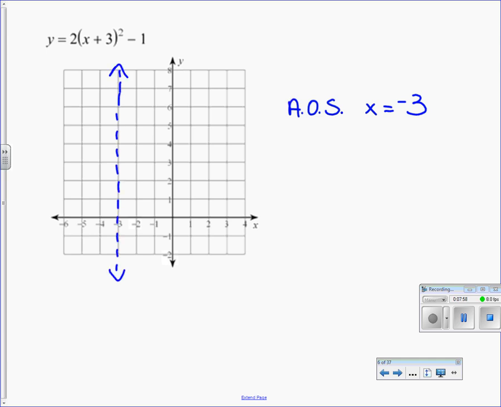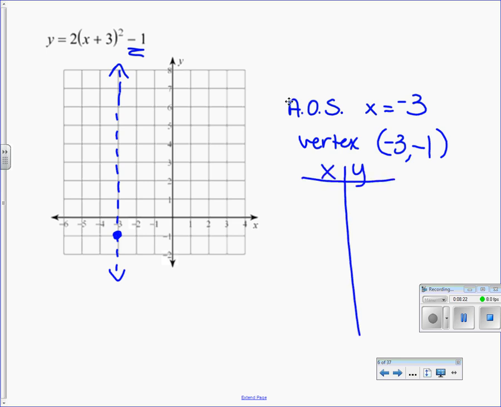Again, my good old wonderful vertical symmetry line. Then get the vertex. So it's going to be -3 what? Well, this is supposed to be a plus, and it's not. So therefore, my vertex is -3, -1. But since it's a 2 for my a value, this is going to open up as well.